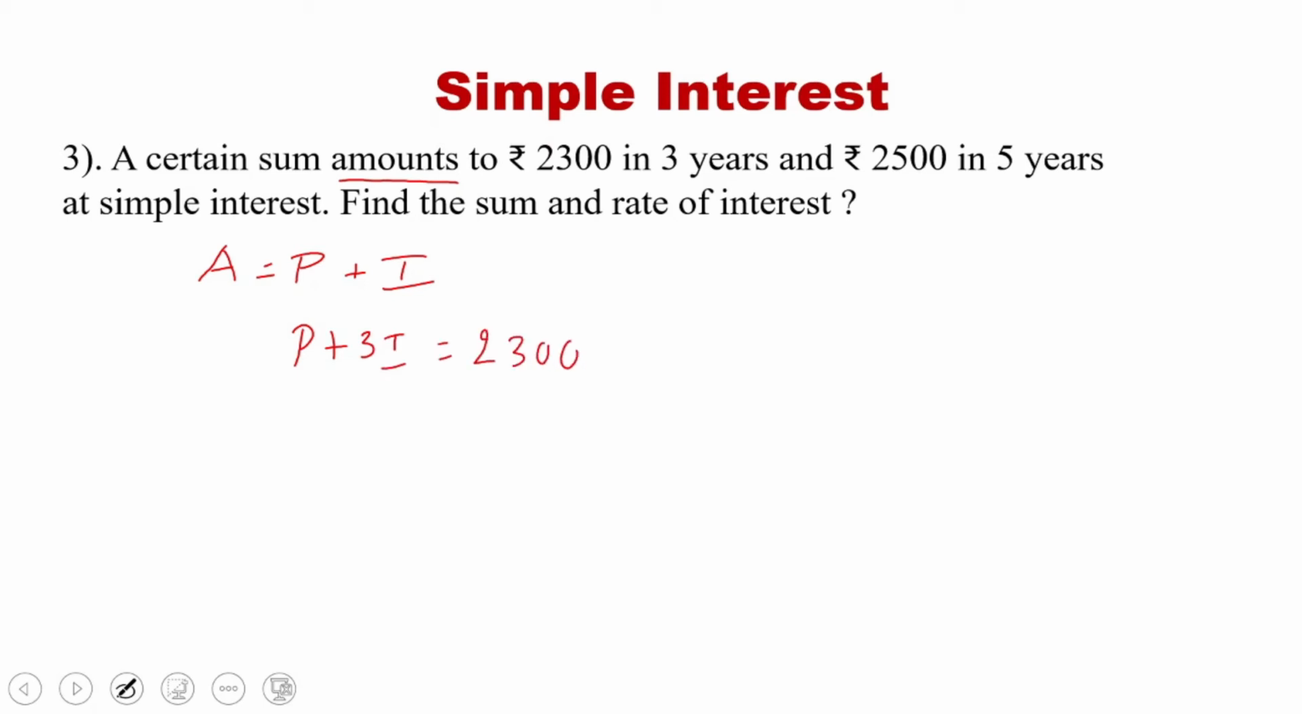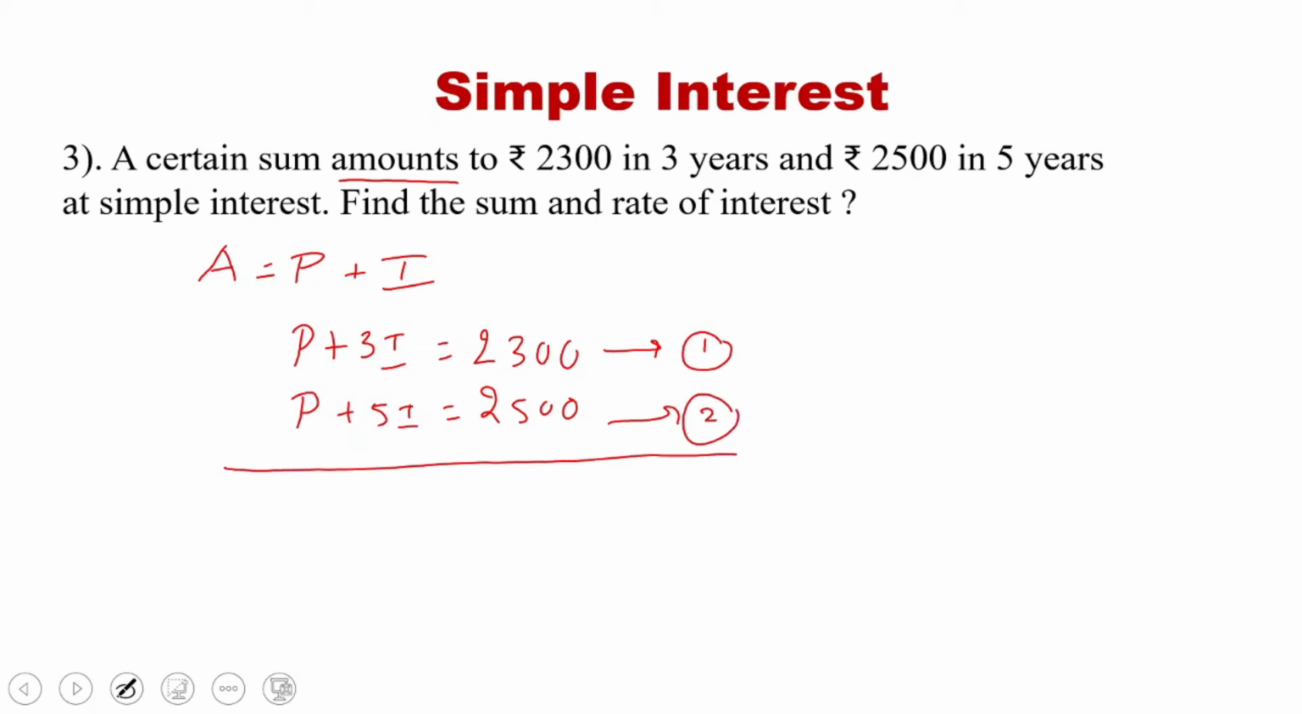2,300. Second one, P plus 5I equal to 2,500. This is the first expression and this is the second one. From these two, we can find the I value. Subtract 1 from 2. So we get 5I minus 3I, which means 2I equal to 2,500 minus 2,300. Value is 200. I equal to 100.